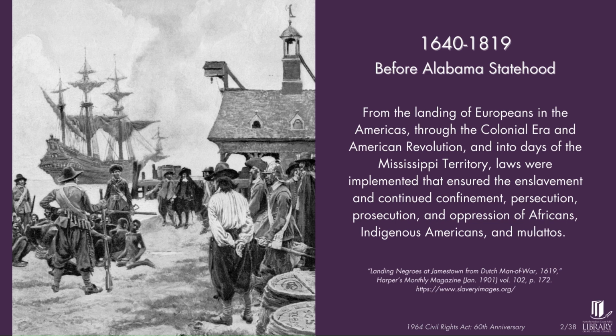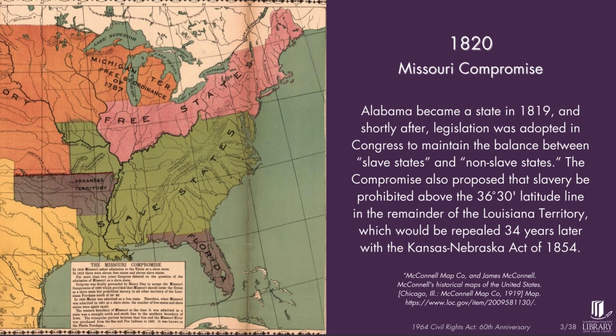From the landing of Europeans in the Americas and into the days of the Mississippi Territory, laws were implemented that ensured the enslavement and continued oppression of Africans, indigenous Americans, and mulattoes. In 1820, legislation was adopted in Congress to maintain the balance between slave states and non-slave states.